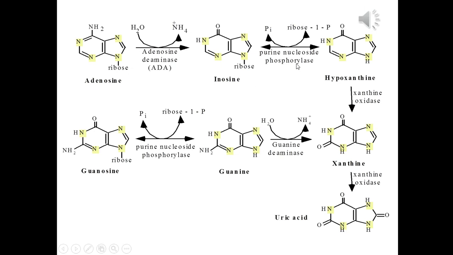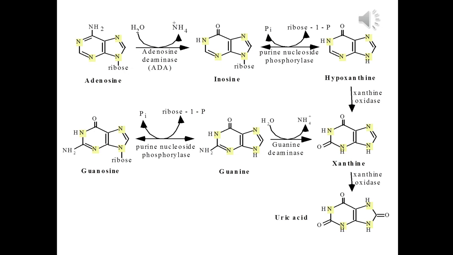This slide shows the steps of uric acid formation. First, the adenosine, which is a nucleoside. It means ribose plus adenine, converted by adenosine deaminase to inosine, which is hypoxanthine and ribose. Also, it is a nucleoside. Then inosine, by purine nucleoside phosphorylase, leads to formation of ribose 1-phosphate and hypoxanthine.